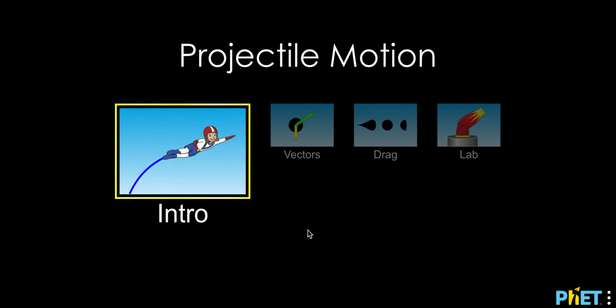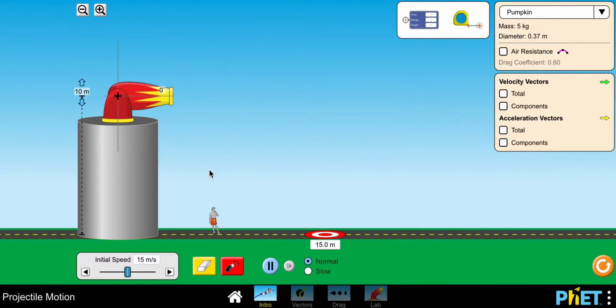For the projectile motion lab here. So when you go on to the website, you're going to select the intro one. It doesn't actually matter that much, but the intro one's the one we're going to use for this particular lab. And so there's a few things you can change with this.